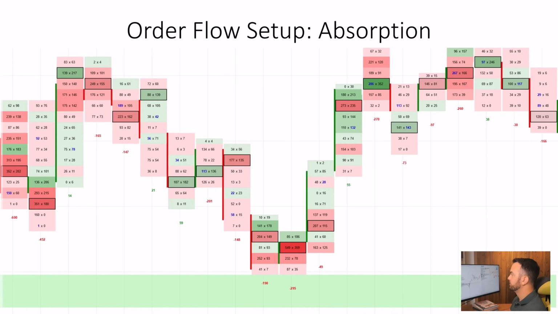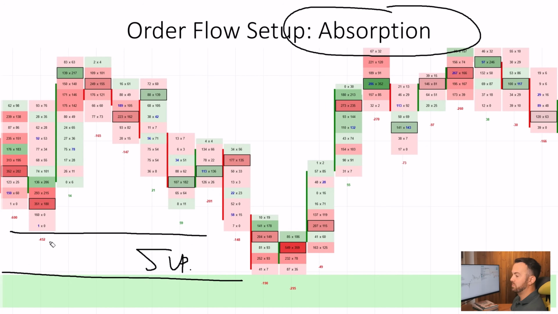Now here's a third example of the absorption. Imagine that we have a strong support here. It could be based on anything. I like to base those on volume profile, but it could be whatever you like, for example, a price action setup. The price reaches that level, or that support zone, I should say, and unusually huge volumes start to appear, especially in this high volume node. 549 at bid and 359 on ask.